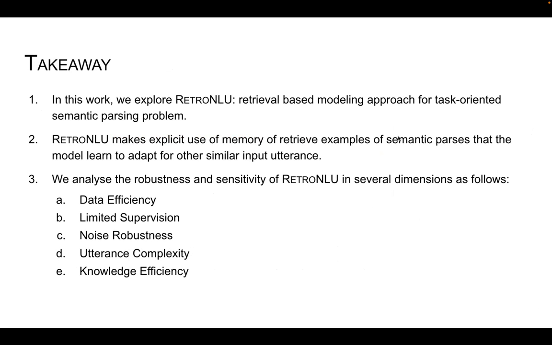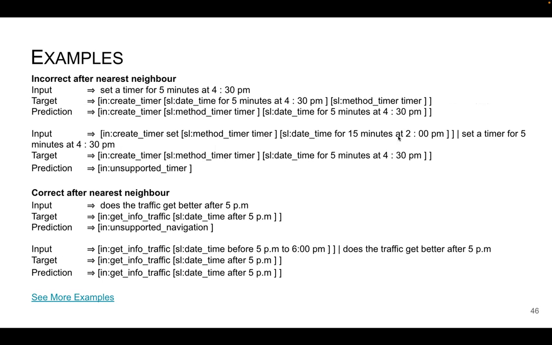So I will again go away with the takeaway. We explore this method, RetroNLU, which is a retrieval-based approach for the task-oriented semantic parsing problem, which is a complex structure prediction task. We make explicit use of retrieval-based memory from augmented examples, which the model adapts for similar input instances. We analyze RetroNLU across several dimensions: data efficiency, limited supervision settings, robustness to retrieval noise, how it performs for complex versus simple utterances, as well as knowledge efficiency, in terms of how nearest neighbors are helping and where they are not helping. So these are some of the examples.